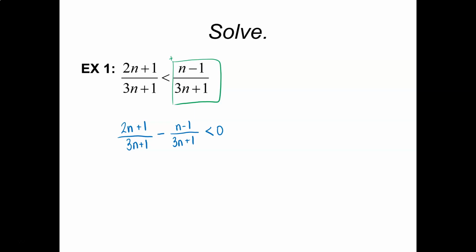Now, fortunately, these two already have common denominators, right? So I can go ahead and combine these. I don't have to multiply by anything to get common denominators. So this will be 2n plus 1. Be really careful here. What have I got to do with that negative? It's got to be distributed to both the n and the negative 1. So I'll have minus n plus 1. And since they have the same denominators, we just write that denominator one time. This is less than 0. So we'll combine our like terms, and we'll get n plus 2 over 3n plus 1.